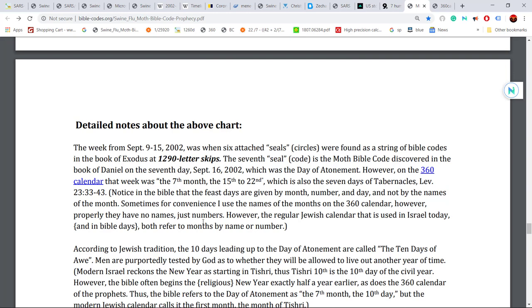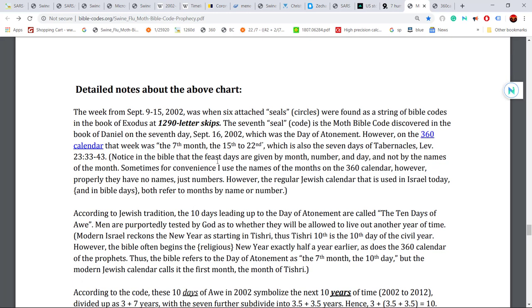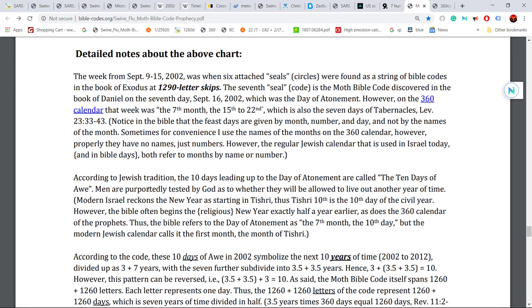You know, 10 days of awe representing the Day of Atonement plus 10 years from then is now, plus the 17th day is the day of resurrection plus 17 years. It leads you to the time period between the two events. This sort of thing is happening continuously. It's complex beyond description.